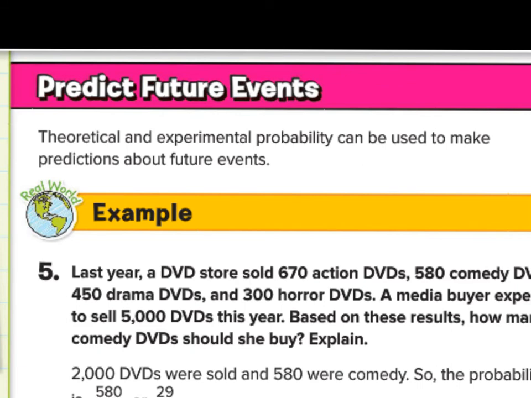So what are theoretical and experimental probabilities good for? Theoretical and experimental probabilities can be used to make predictions about future events. We use them to predict the weather, to predict the growth of plants, to predict how certain medications can work. And that's why we have clinical trials and so on. They help us predict the future.